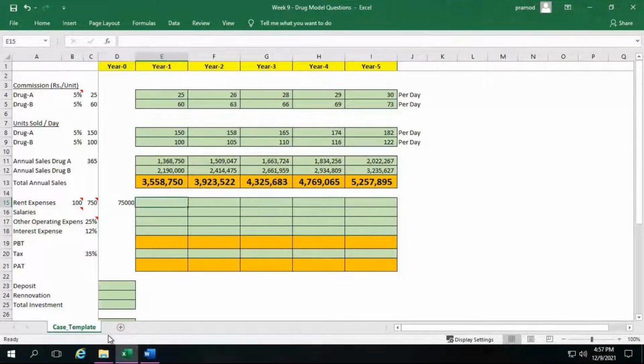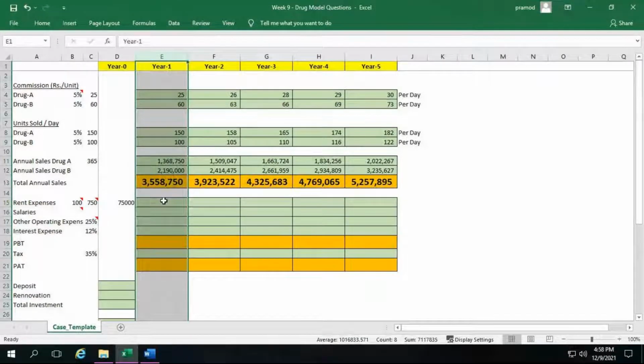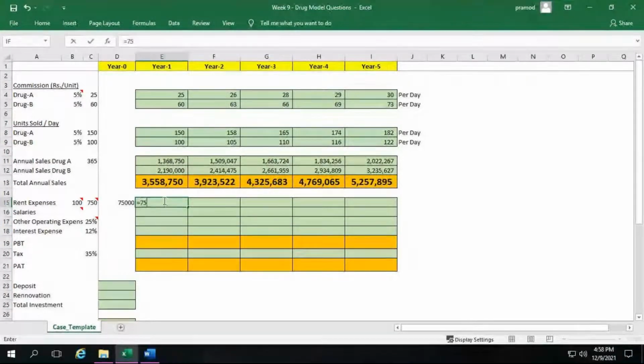So here I need to do what? They are telling rent expenses for the year. So if it is within a year, how many months will we be representing? 12 months. That is 75,000 into 12 months. That is 9,00,000. This will be the same throughout the years for all the 5 years.